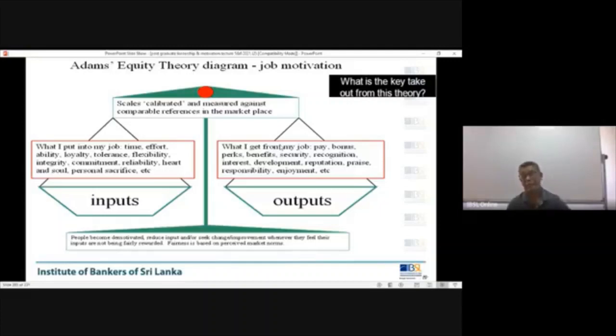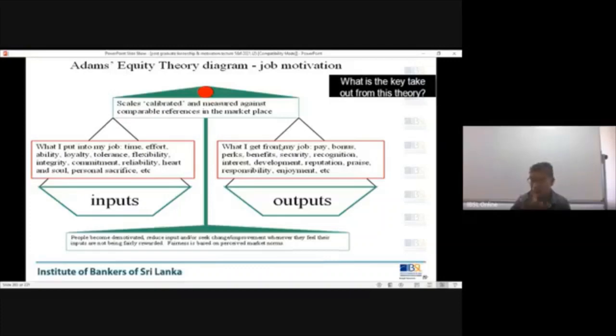So therefore, that is why, sometimes, what is the key takeaway from this theory? That's the important thing. You must have systems in your organization to equalize this input-output ratio of yours as well as other people's. One aspect. Other one, we may have a closed space system.